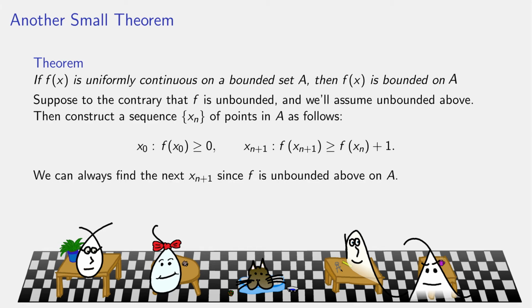So we're going to construct a sequence of points in the set A as follows. Since the function is not bounded above, I can find a point where the function is bigger than 0. Call that x0. I can then find a point where I'm bigger than f of x0, but specifically bigger than f of x0 plus 1. Call that x1. Then I can find a point where I'm bigger than f of x1, but in fact bigger than f of x1 plus 1. Call that point x2, and so forth. So the next point in the sequence is chosen so that the function evaluates to be at least as large as the previous value plus 1. And since the function is unbounded above, there's no issue finding points where the function is very large.